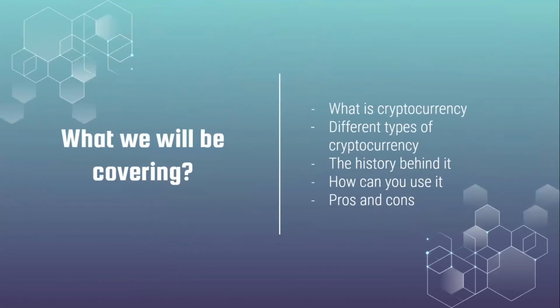Just about what we're going to be covering today, we'll start by going over what exactly a cryptocurrency is. We'll look at the different types of cryptocurrencies. We'll look at the history behind it, and then how we can use it, and then the different pros and cons with cryptocurrency.